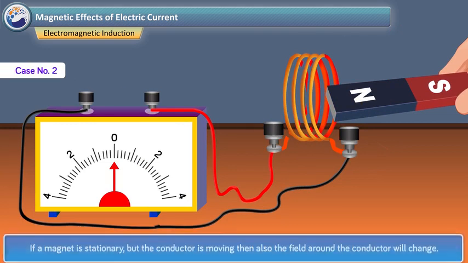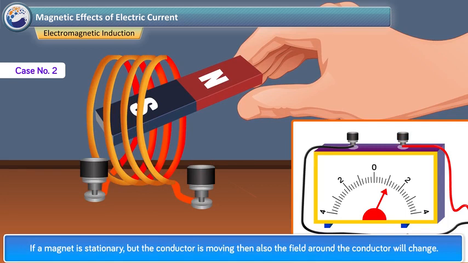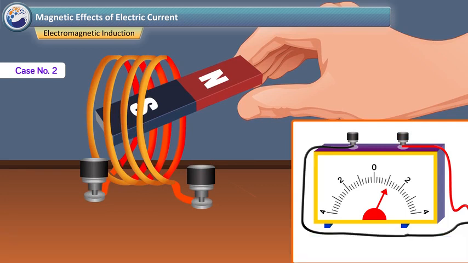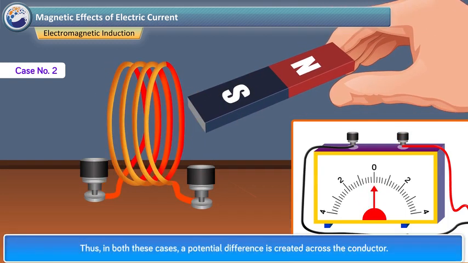Case number 2. If a magnet is stationary, but the conductor is moving, then also the field around the conductor will change. Now if you keep the bar magnet at rest and move the coil, the galvanometer again shows deflection. Thus, in both cases, a potential difference is created across the conductor.